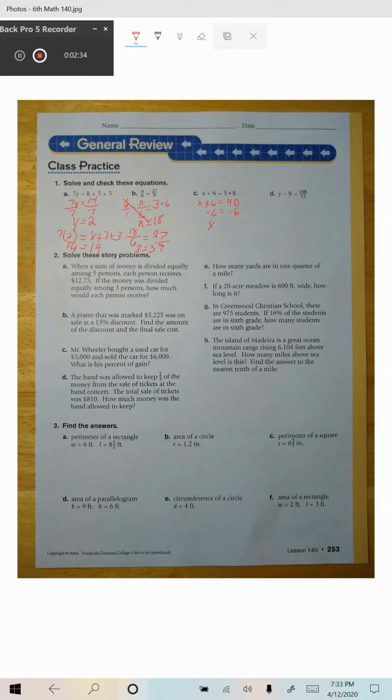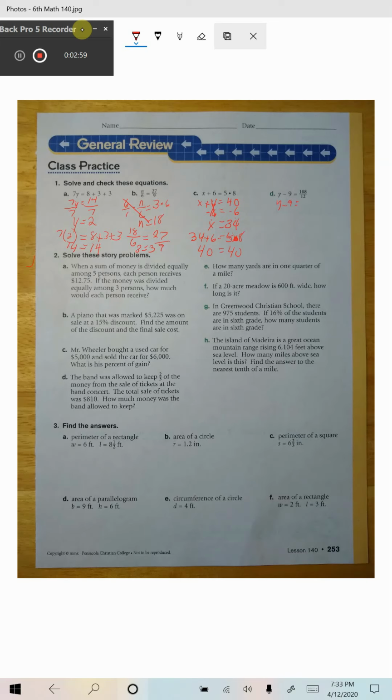This is left with x because these are gone. This is 34. So does 34 plus 6 equal 5 times 8? That should be a dot. And this is 40. And this is 40. So yes.